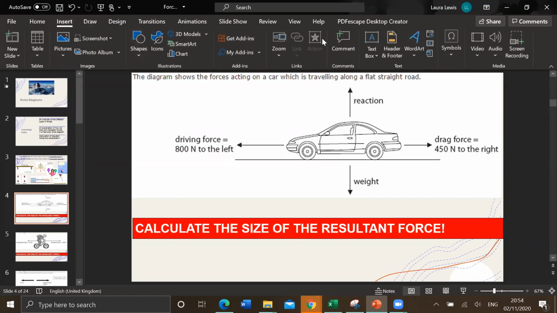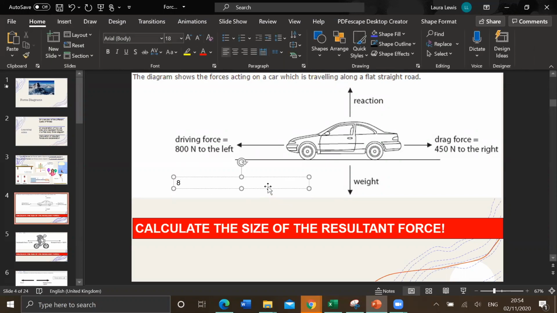So let's do that together. Very simple, isn't it? So you've got 800 minus 450. Okay, so overall 350 newtons. That's easy enough to do, isn't it? So that's the resultant. Oh, what direction? So I need to put a direction. So the bigger force is to the left, so the car would speed up.